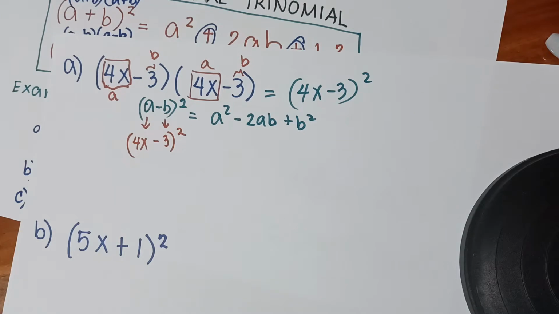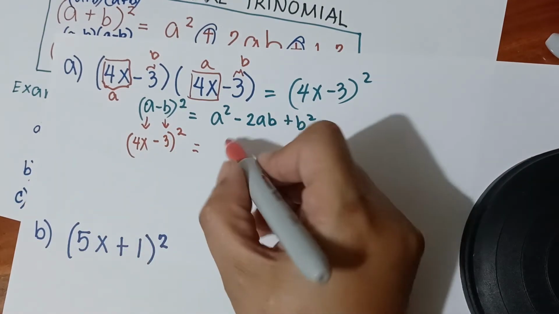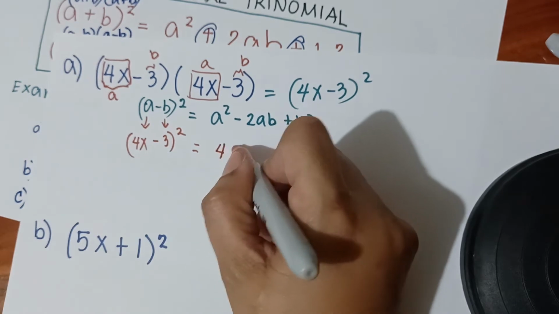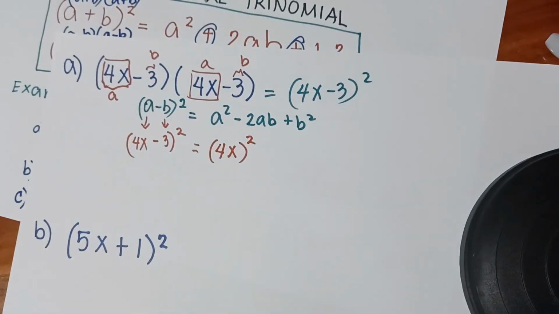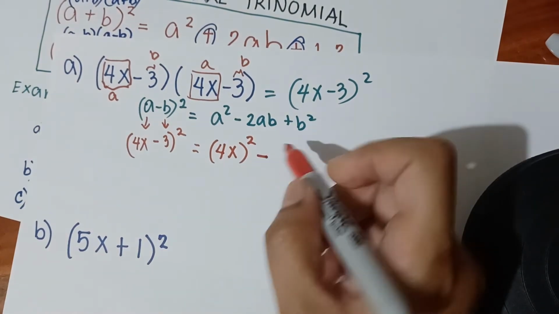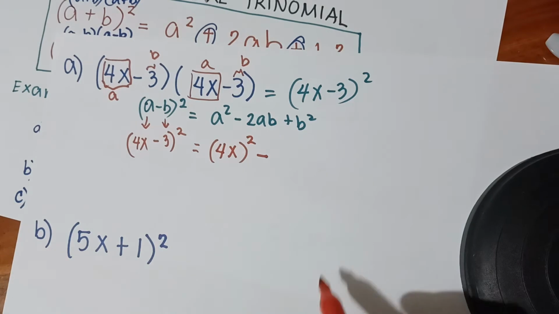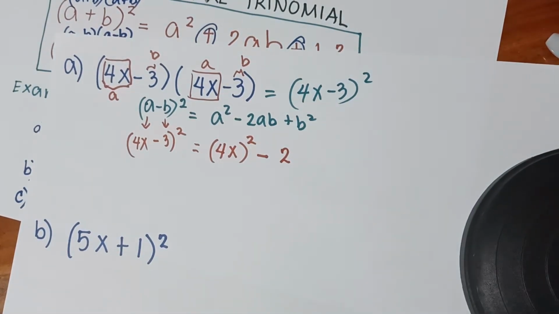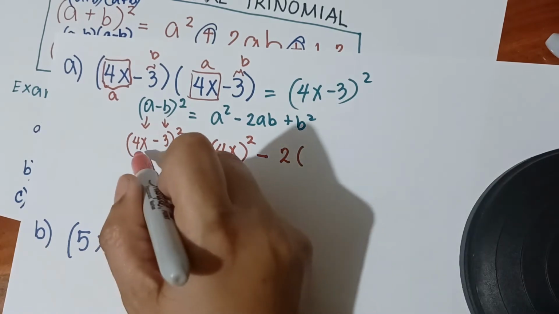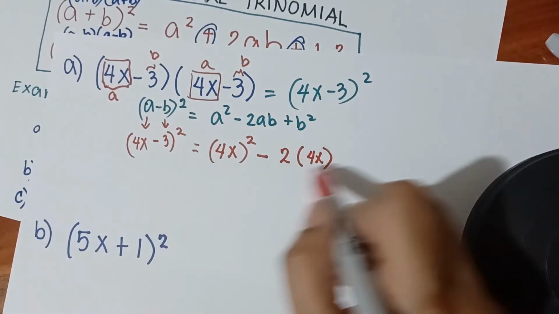Okay? So, the next thing that we are going to do is, a is 4x squared. So, isusulat natin 4x because that's the a and then we square it. Minus, why minus? Kasi minus yung nandoon na sign. So, minus 2 is always constant. 2 times, ano yung a, which is 4x. At ano yung b, that's 3.